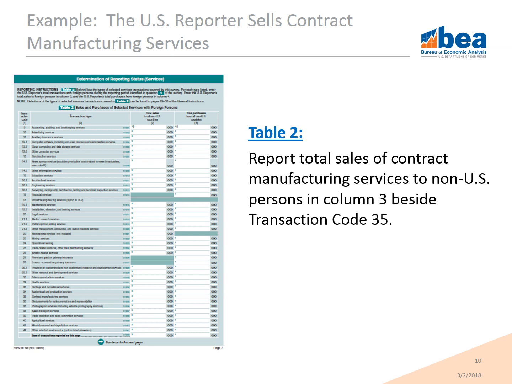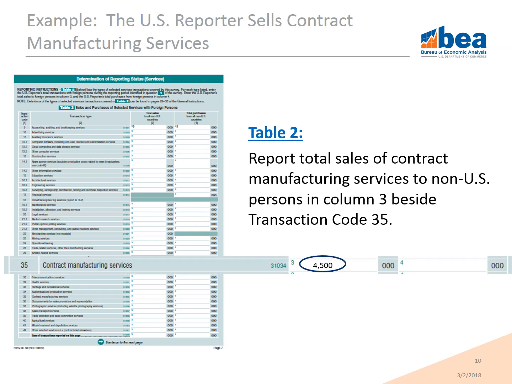In Table 2, located on page 7 of the BE-120 survey, for transaction code 35, provide your total sales of contract manufacturing services with non-U.S. countries in column 3. In addition to the sales to Canada, totaling $3 million, this U.S. reporter had additional sales of $1.5 million during its fiscal year 2017 for a total of $4.5 million. Amounts should be reported in thousands of US dollars, so $4.5 million should be reported as 4500.